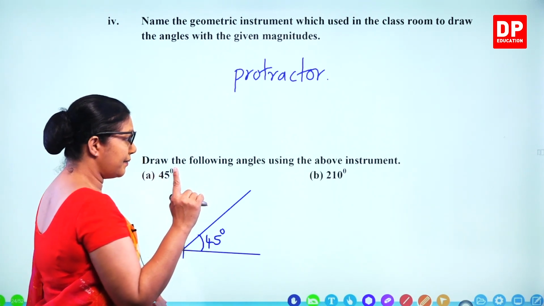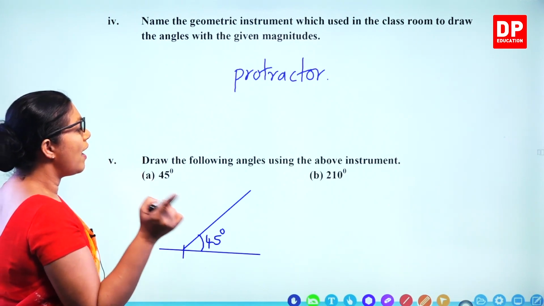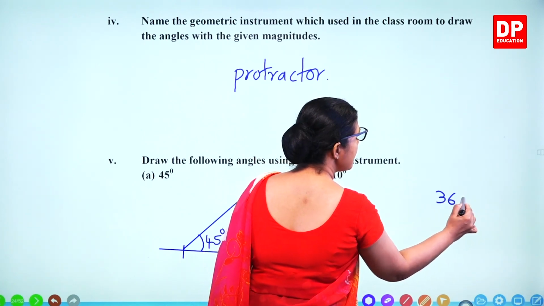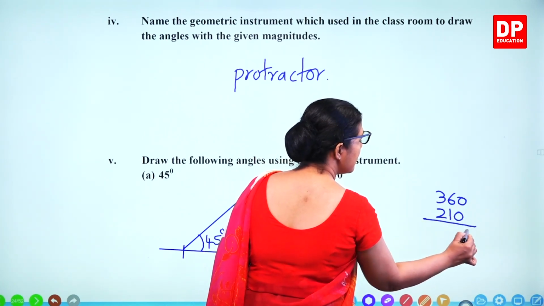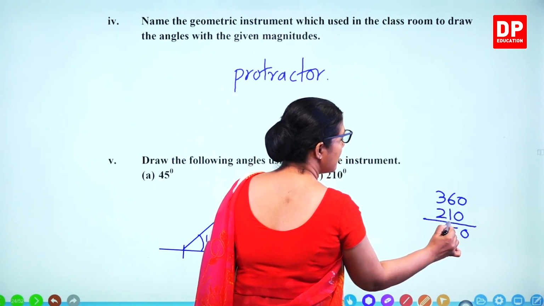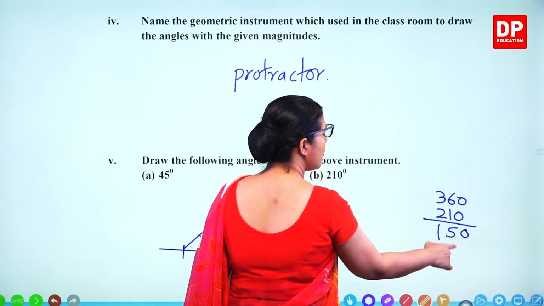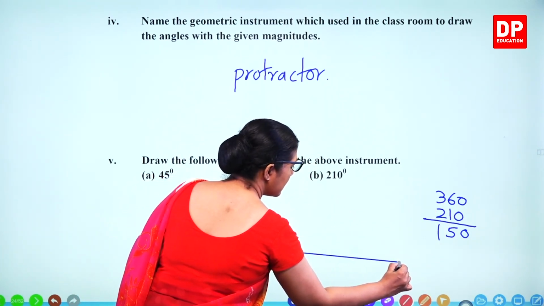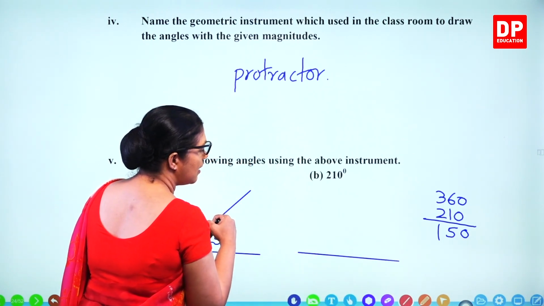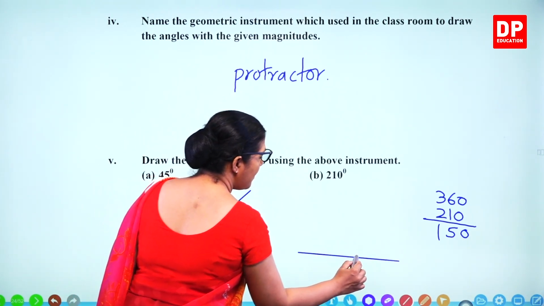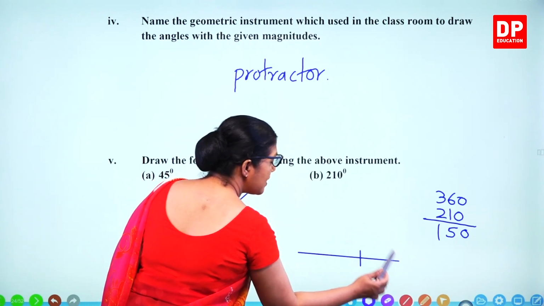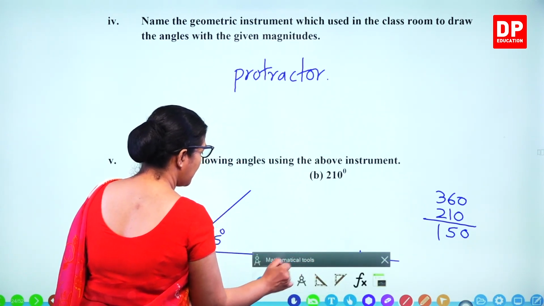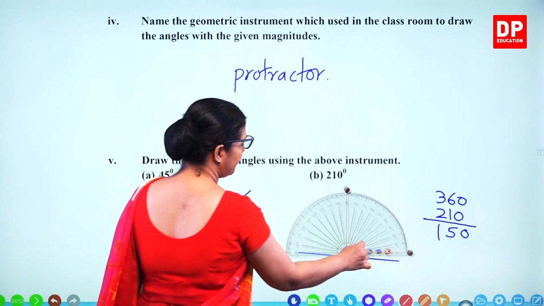Now 210. Can you draw 210? It's more than 180. So what you can do? 360 minus 210, you get 150. You can mark a 150-degree angle. So we'll take a line and then we'll mark a point here. To this angle, we'll take 150 to this point.